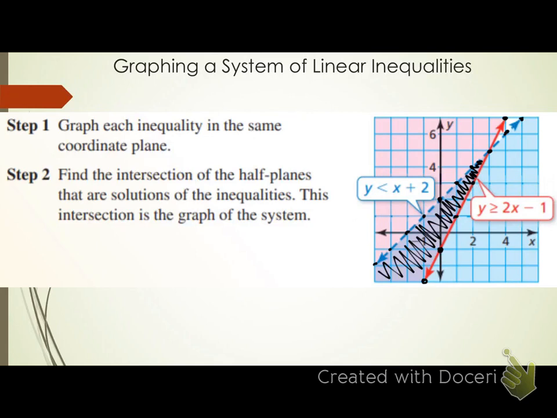Any questions on that? So if you're going to shade it like this, I'm going to show you a different way to shade here in a second. If you shade it like this, where you shade below this line and above this line, just make sure that the overlap is darker so I know that you know where the actual solutions are. Okay? Can I move on to some examples?